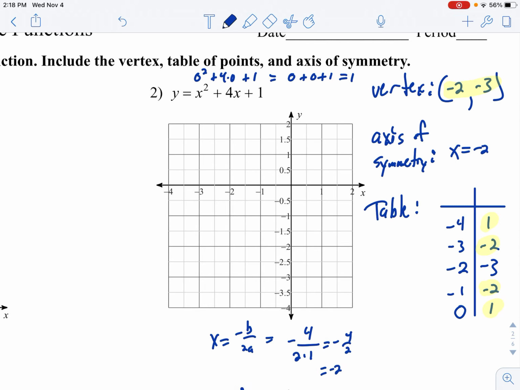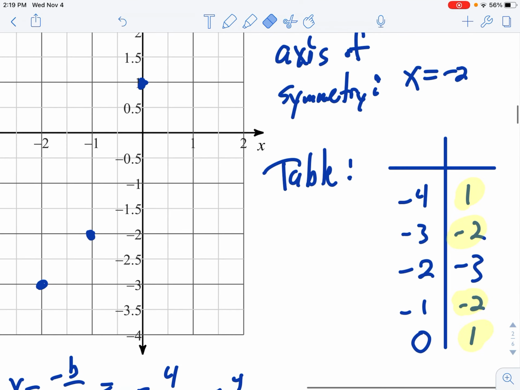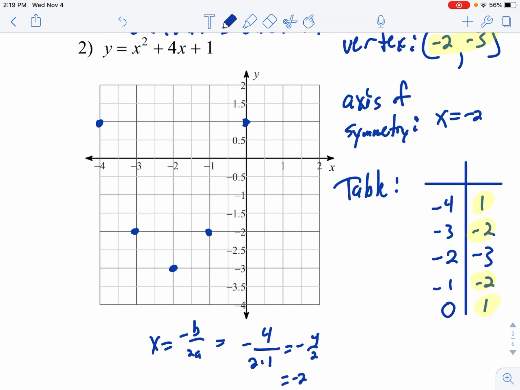So negative 4, 1 is here. Negative 3, negative 2 is there. Negative 2, negative 3. Negative 1, negative 2. Just plotting the points, 0, 1. See, this point is symmetrical to that point. This point is symmetrical to that point. If you can imagine a vertical line of symmetry through there, that's where that idea of symmetry sort of comes from. So there's symmetry in the table. And if you know something is going to work in a certain way every time when you do math, it can help you get correct answers.